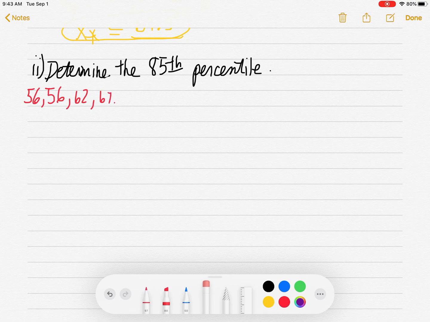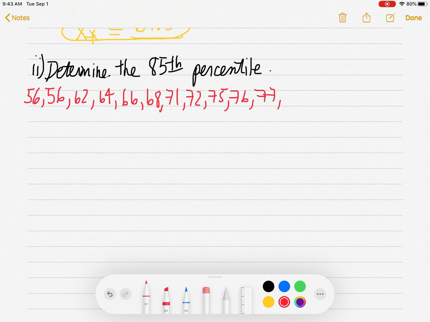62, 64, 66, 68, 71, 72, 75, 76, 77, 80, 82, 82, 84, 84, 88, 90, 92, and 96. Okay, these were our data values in order.